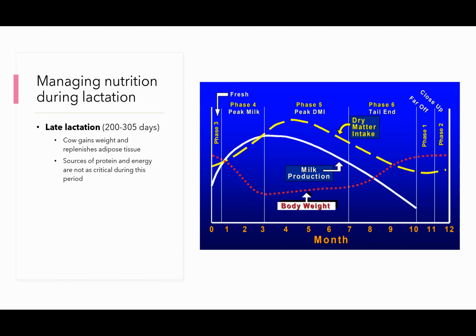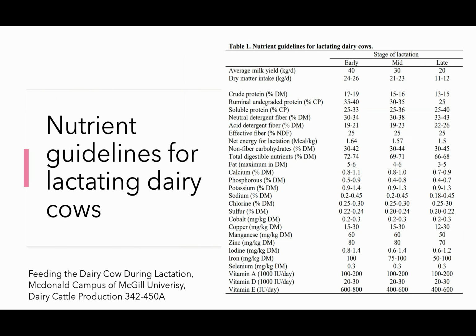Now during late lactation, 200 to 305 days more or less, cows will start to gain weight again. And feeding high amounts of protein and energy is not as critical during this period because they are decreasing milk production while also having a relatively high dry matter and nutrient intake, so they're beginning to gain weight again.